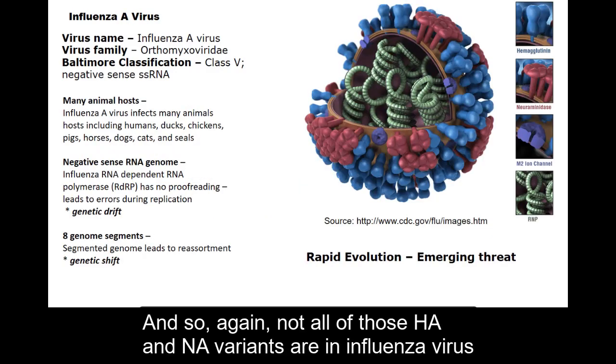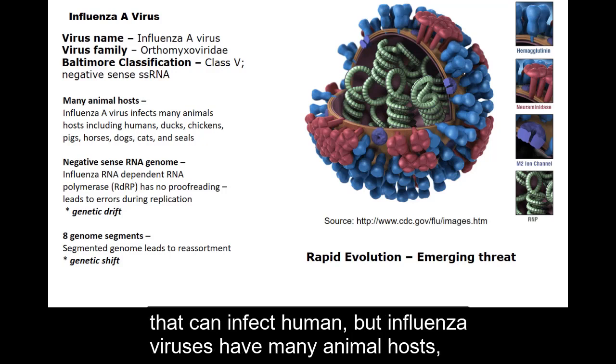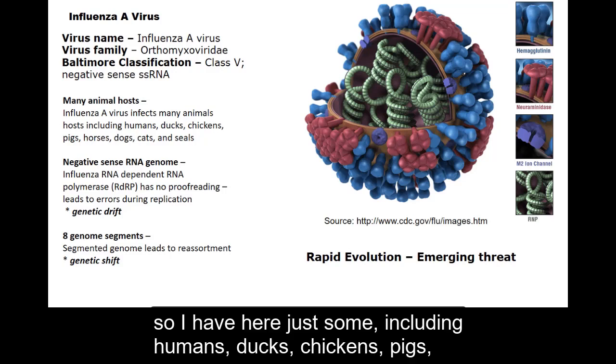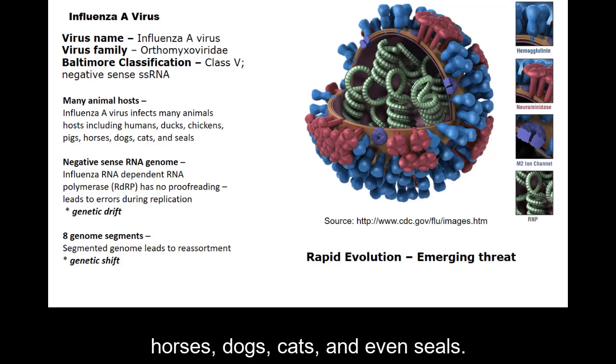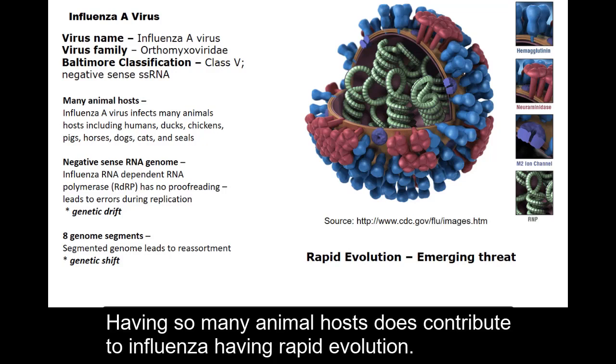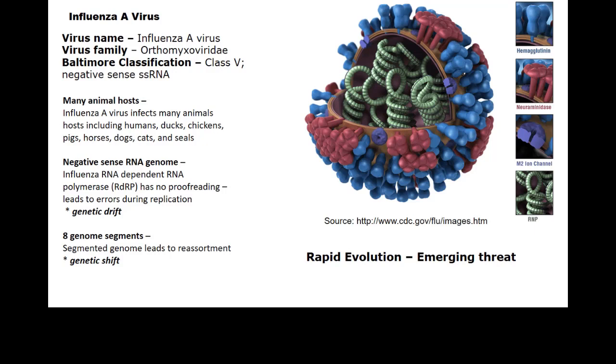And so again, not all of those HA and NA variants are in influenza viruses that can infect humans, but influenza viruses have many animal hosts. I have here just some, including humans, ducks, chickens, pigs, horses, dogs, cats, and even seals. Having so many animal hosts does contribute to influenza having rapid evolution.